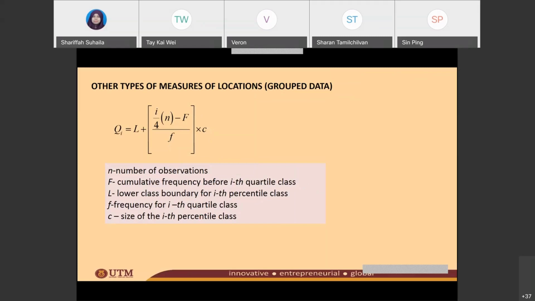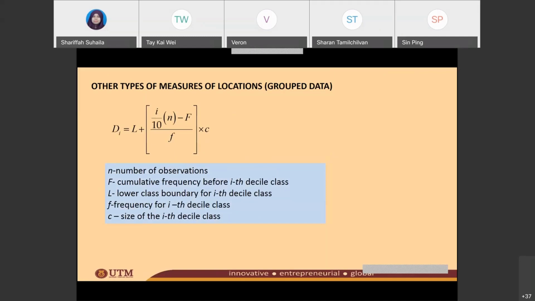Okay, so I just go through the formula first. For decile, again, i over 10 times N minus capital F over small f times C. Okay, so that is for grouped data.